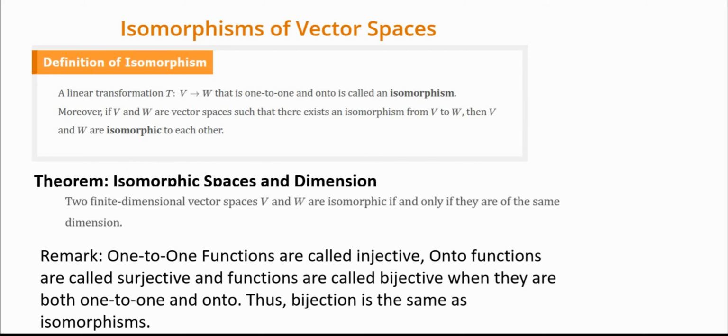Okay, they're not saying much of anything, right? Isomorphic spaces and dimension. Two finite dimensional vector spaces V and W are isomorphic if and only if they have the same dimension. So that's probably obvious from the information. Now, considering this course as it maps into abstract and modern algebra, one-to-one functions are called injective or injection. Onto functions are called surjective, and functions are called bijective when they satisfy one-to-one and onto. Thus, bijection is the same as isomorphisms.